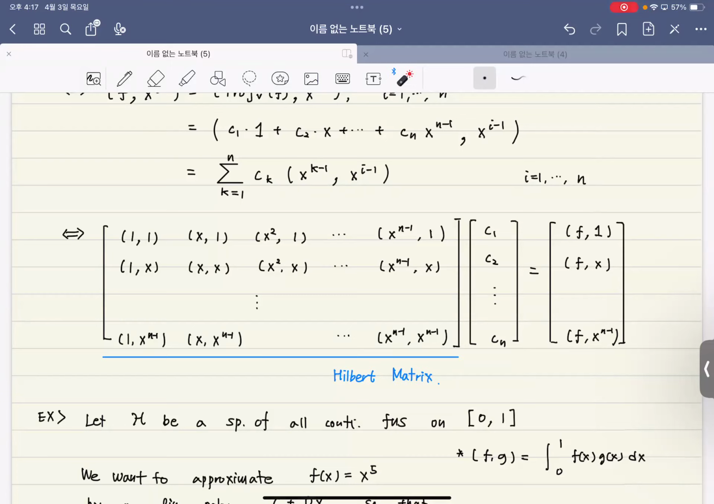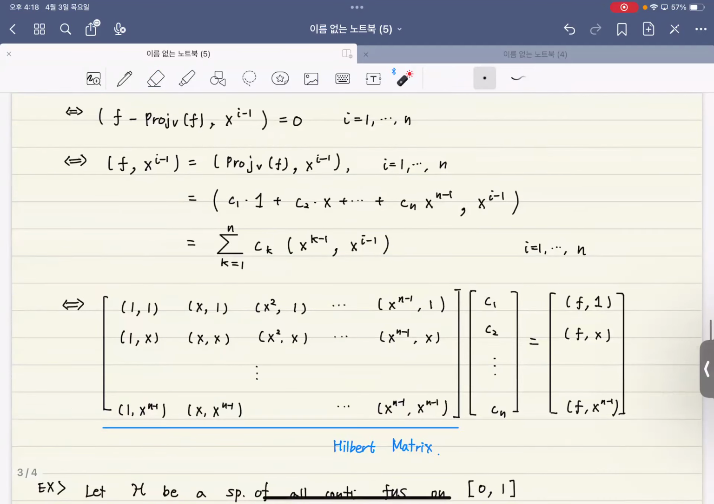And if Cn has a huge error, then the error propagates to Cn minus 1 and Cn minus 2, and so on. So this entire system is very prone to error. A tiny little error on this side will cause a huge error for the solution. So because of that, we usually avoid using the Hilbert matrix. Then what is the solution? The solution is very simple.